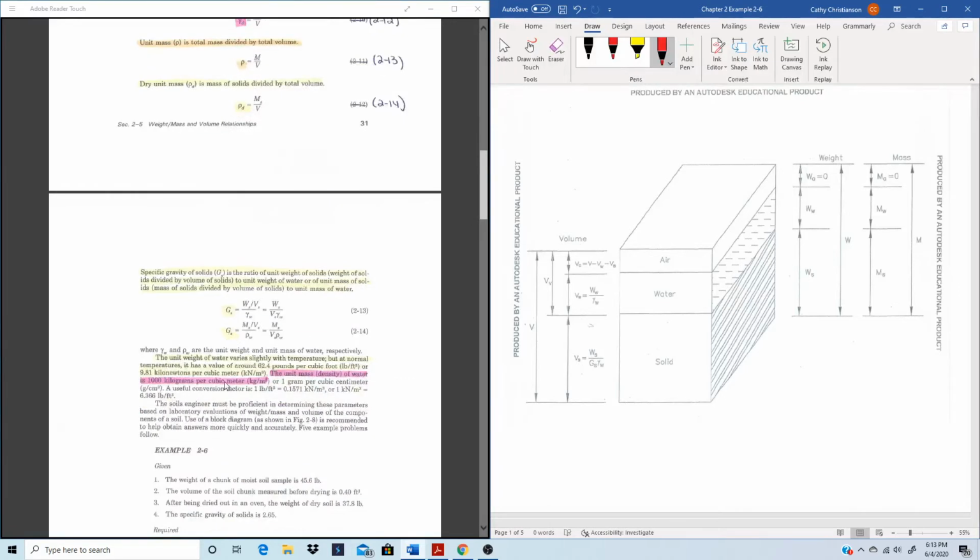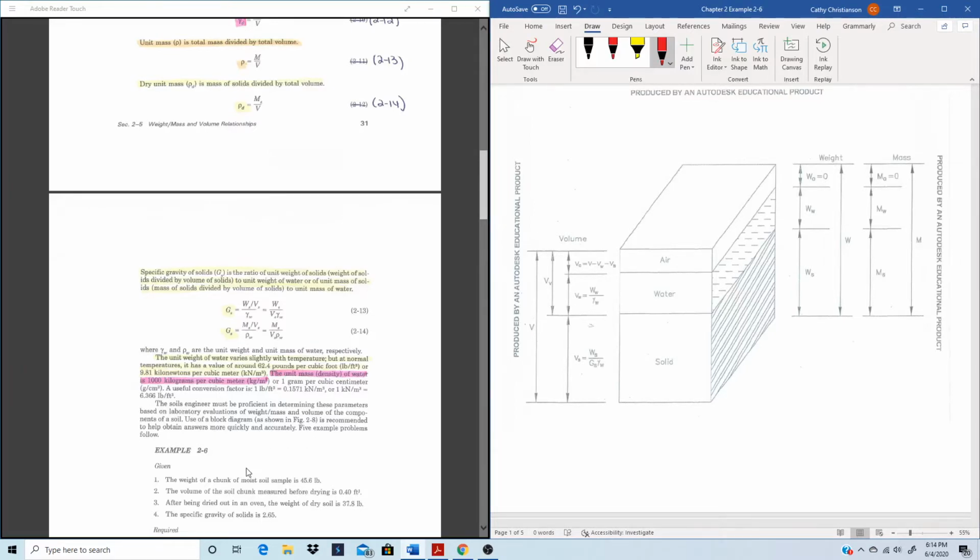And then the next thing you need to know is the unit weight of water, because if we're trying to solve for volume of the solid, we have to know the unit weight of water. If it is English units, we're going to be working with 62.4 pounds per cubic foot. For unit mass density of water, it's going to be 1,000 kilograms per meter cubed. And if we're working with a weight in metric, that's going to be 9.81 kilonewtons per meter cubed.